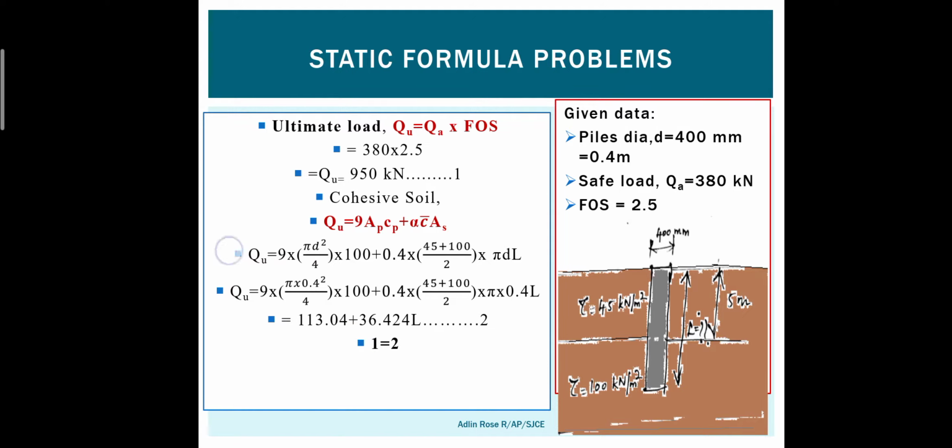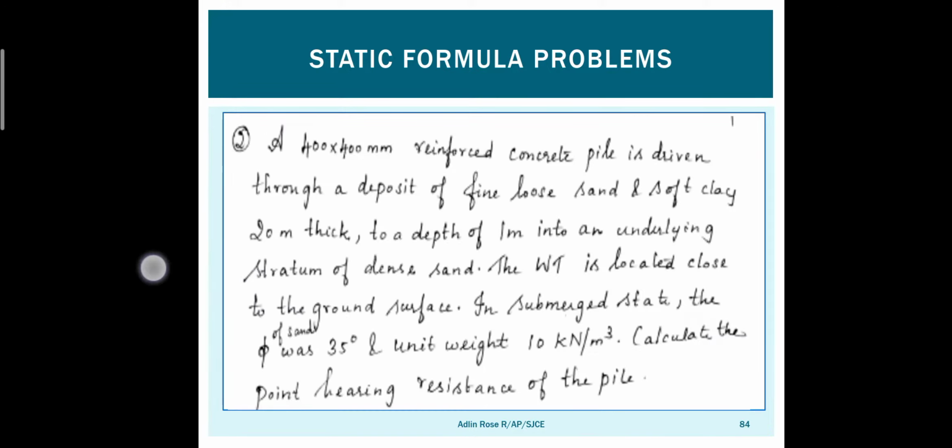You'll get 950 is equal to 113.04 plus 336.424 L. Now L is equal to 22.9 meter. 22.9 meter. Okay, so this is how we find the length of the pile, or we use the static formula.